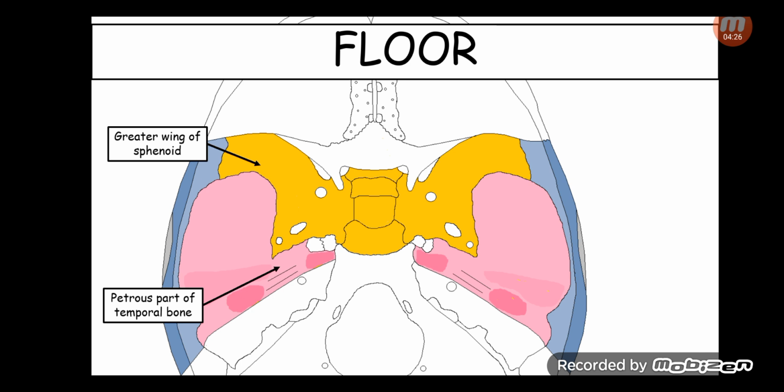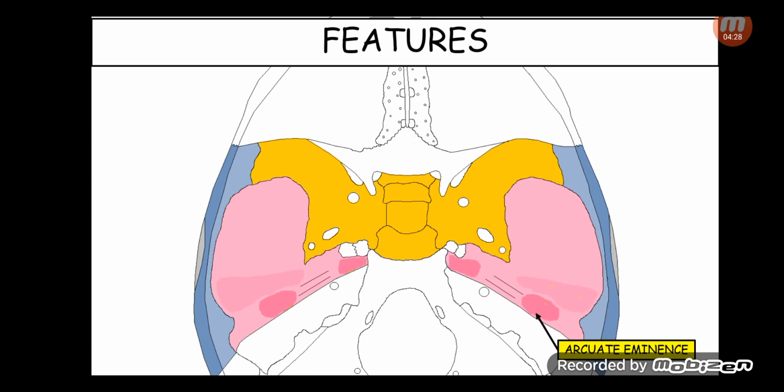Anteriorly, posteriorly, it is formed by petrous part of temporal bone and the squamous part of temporal bone. So now we will talk about the features of middle cranial fossa, and as we said earlier, we will just enumerate important features. For further details, you can see our exclusive video on the middle cranial fossa.